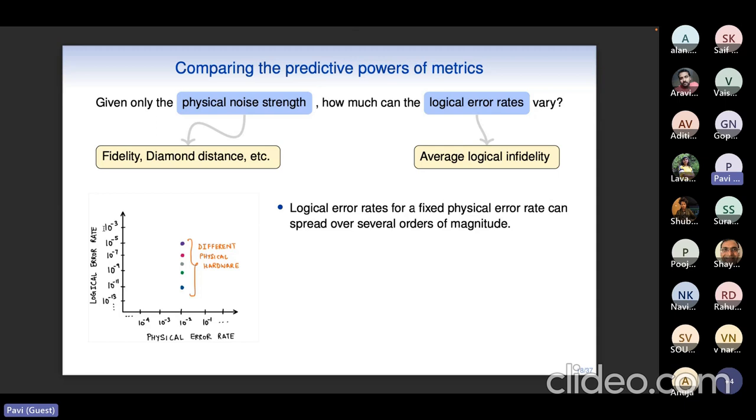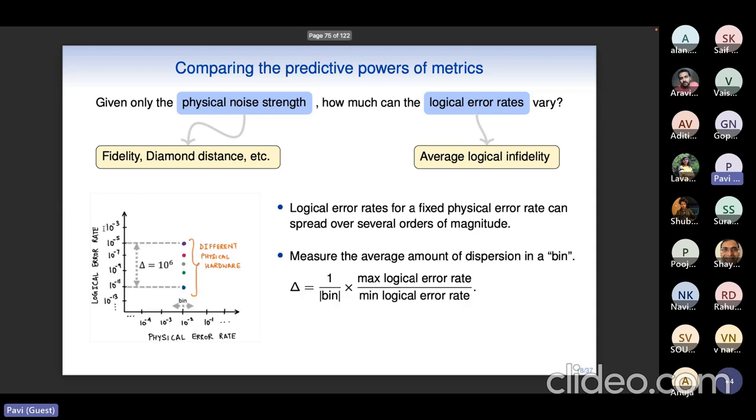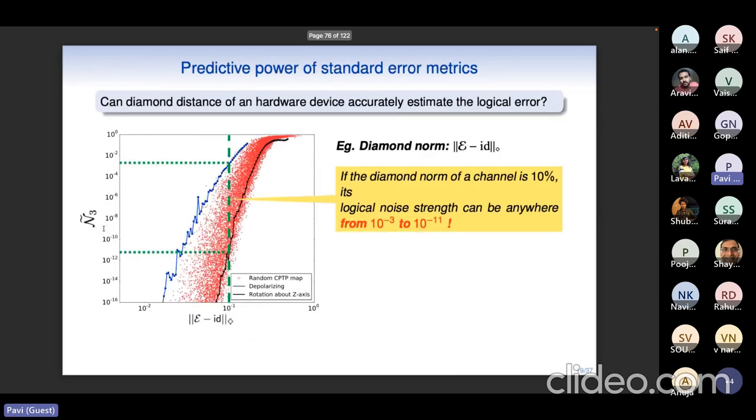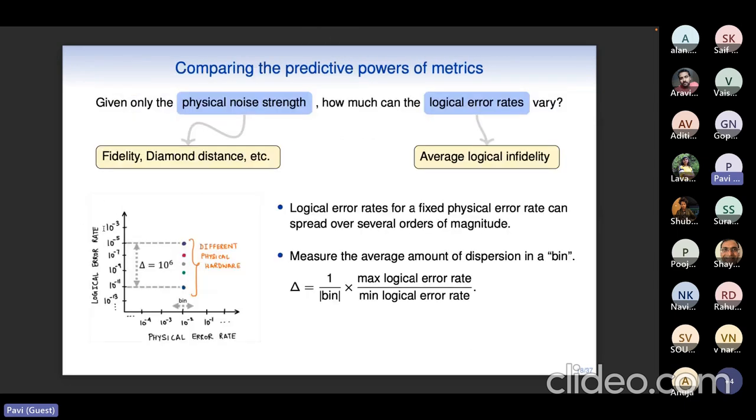In particular, we want to avoid this kind of scenario where, given only the physical noise strength, we have several devices or several noise maps with the same physical noise strength, but with a variable logical error rate. This means that given only the number according to the physical error rate, I cannot say anything. Because this now looks like a dispersion, and in some cases where the dispersion is not visually apparent, we can use a metric to quantify it. Okay, now let's go right into the problem and study the use of each of these standard error metrics in predicting the logical error.